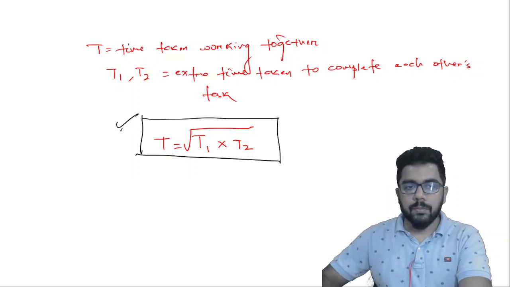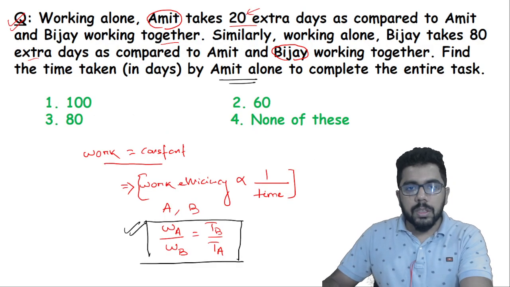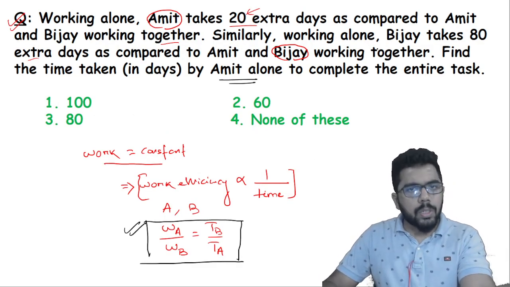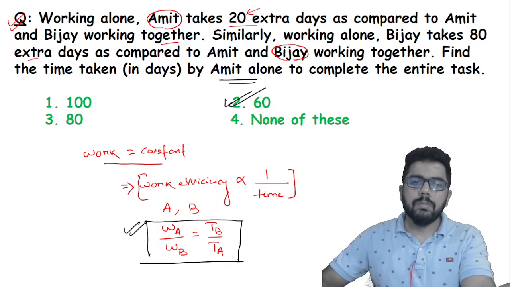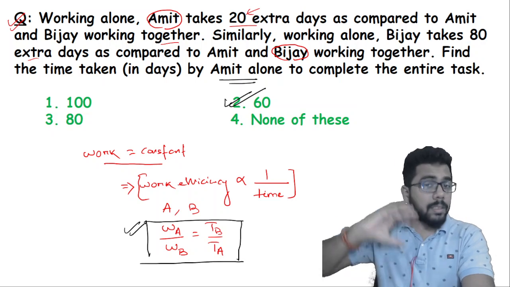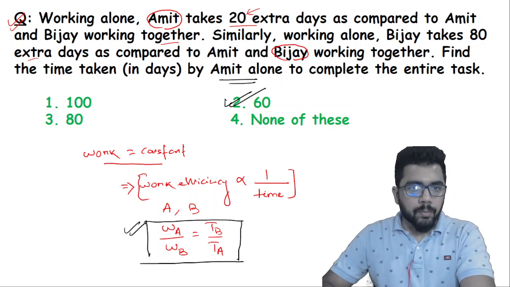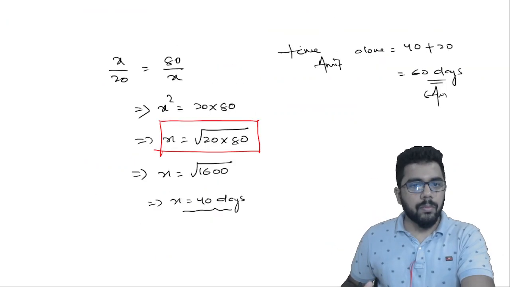So next time you see a question like this, the moment you see the numbers 20 and 80, just multiply 20 into 80, 1600, square root, 40 is the time taken together. So Amit will take 40 plus 20, 60 days. You can answer it in less than 10 seconds. And there is a similar approach with the same formula in time, speed and distance, but we need to visualize the question in that kind of way. So I hope this is clear.